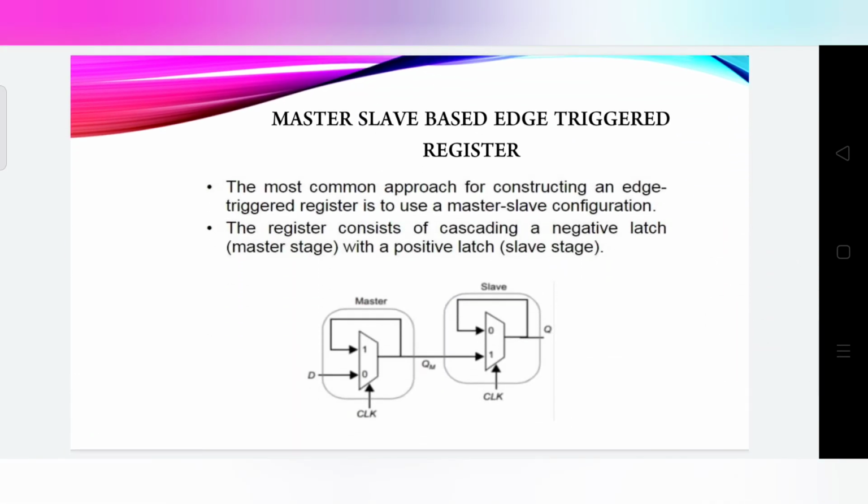Next one is the master slave based edge trigger register. The register consists of a cascaded negative latch as the master stage with a positive latch as the slave stage. Here we use a multiplexer based latch, but any latch can be used to realize the master and slave stages. When the clock signal is low, the master is transparent and the D input is passed to the master stage output QM. During this period, the slave stage is in hold mode, keeping its previous value using feedback.